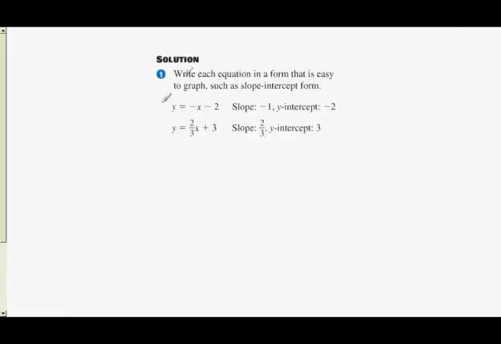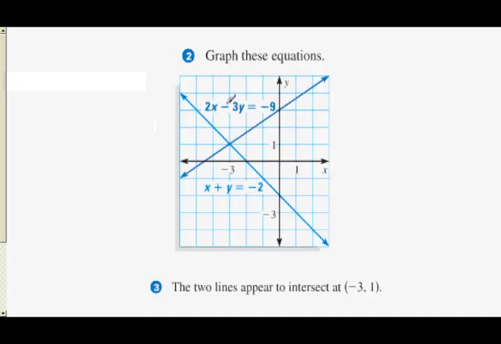Now let's walk that through again, and this is right out of your book. First step, we're going to write each equation in a form that's easy to graph. And we did that earlier, and this is what we have. And the book breaks it down so you see your slopes and your y-intercept. Then we graphed it. This is the graph of 2x minus 3y equals -9, and this right here is the graph of that. Step 3, the 2 lines appear to intersect right here, and that point, of course, is -3, 1. -3, 1, and we'll call that our ordered pair, or our point of intersection.